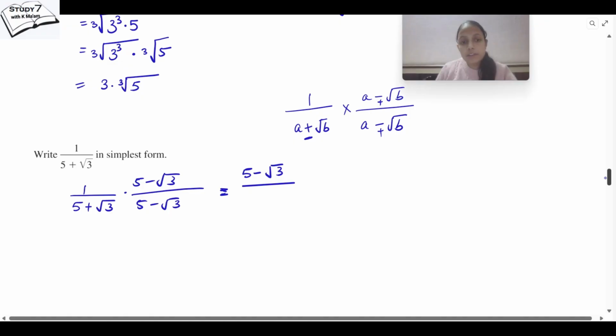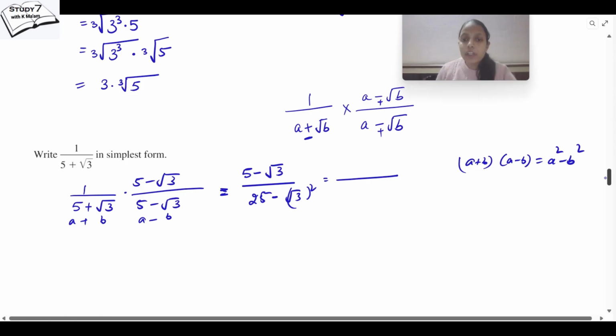5 and 5. It's the formula of a plus b times a minus b, which is a square minus b square. So you have 25 minus root 3 square. Square and root cancel, only 3 left. 25 minus 3 is 22. So 5 minus square root 3 over 22. Okay. Next question.